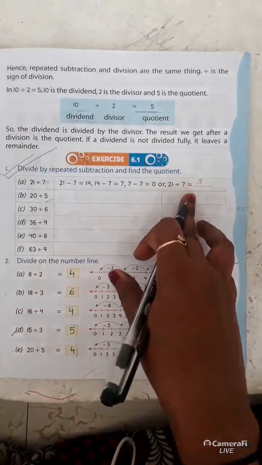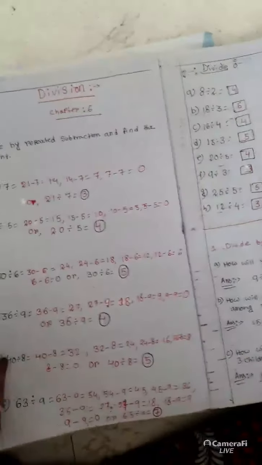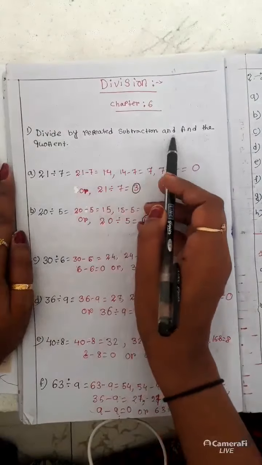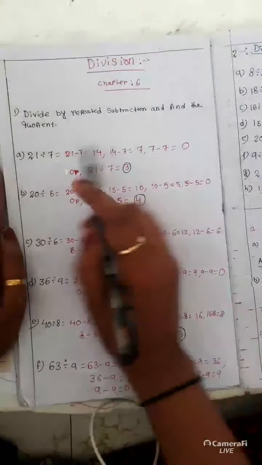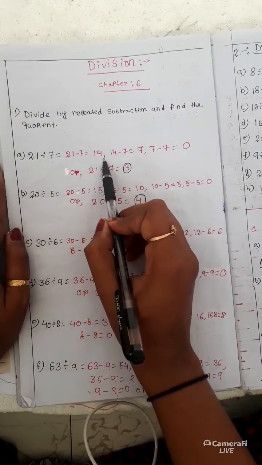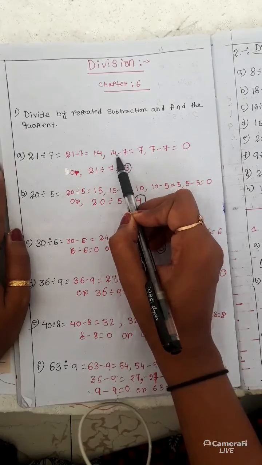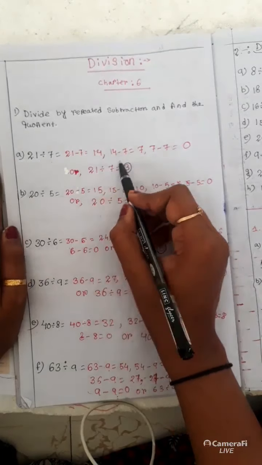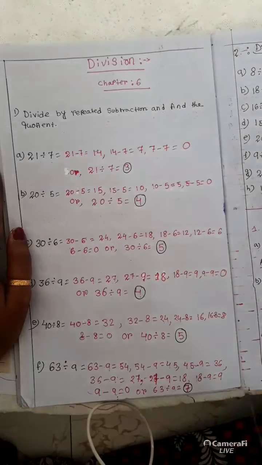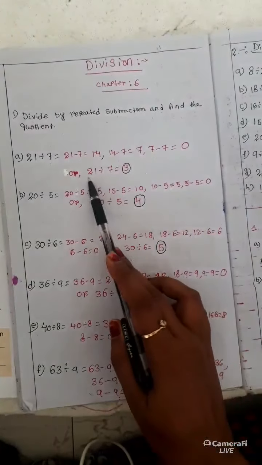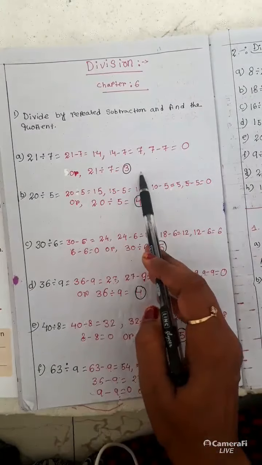For this I have my copy to show you all. The question is: divide by repeated subtraction and find the quotient. 21 divided by 7. 21 minus 7 is 14. Again, 14 minus 7 is 7. 7 minus 7 is 0. So 21 divided by 7 is 3.